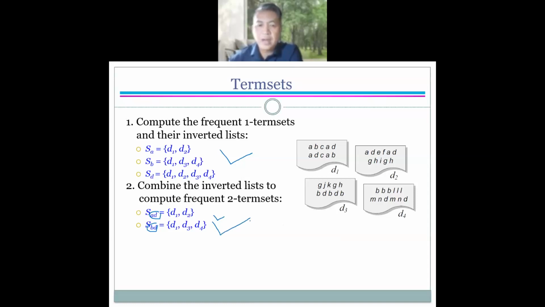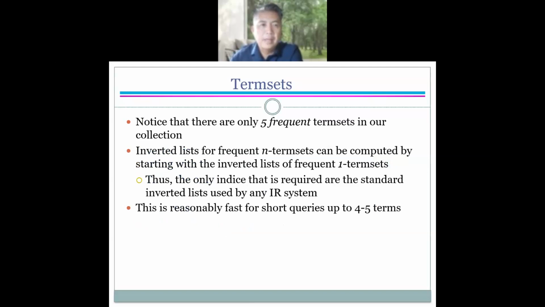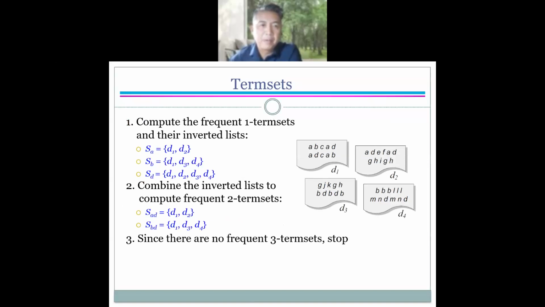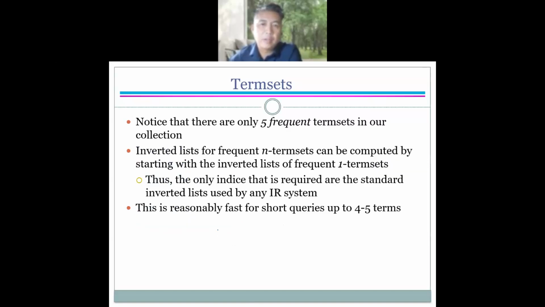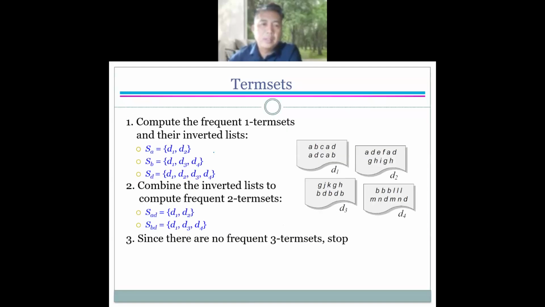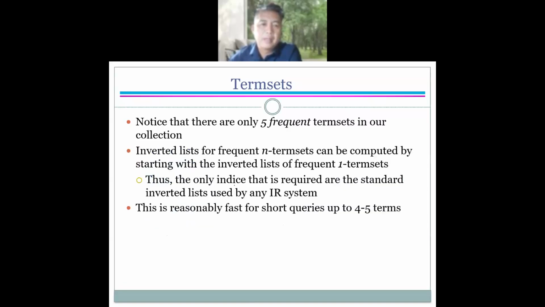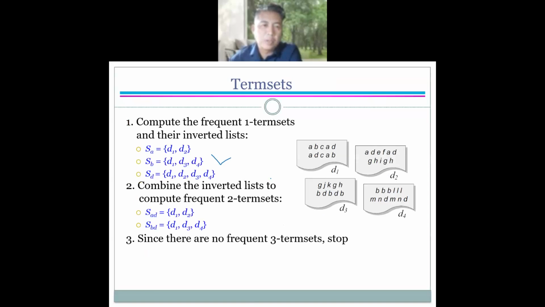Okay, so now how do we compute the ranking? Notice that there are only 5 frequent term sets in our collection, only 5 of them. The inverted list for frequent n term sets can be computed by starting from the inverted list of frequent one term sets. So we start with this one first, the single one. Thus, the only index that is required is the standard inverted list used by any IR. So what they're saying is that we will start with the computation for the single term first, then continue with this.